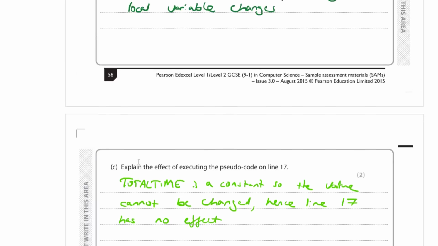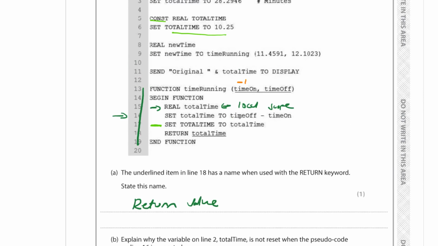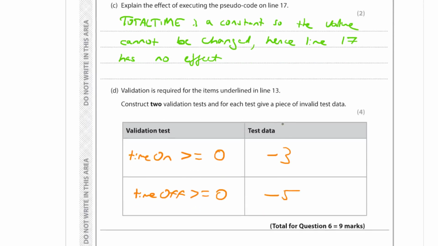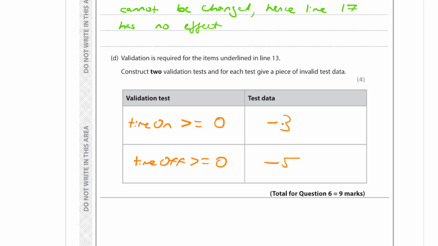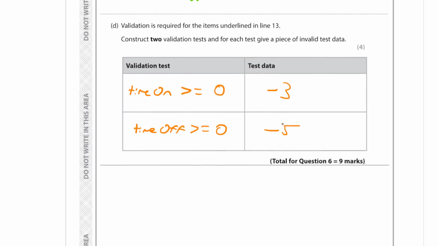Another one we could do, you can see we've got time off minus time on. Well, this time off needs to be larger than time on. So we could do another condition which is saying, is time off larger than time on? That makes sense. And we could just add a bit of data in the case where it's not valid, then time on is larger than time off, which doesn't make sense. So that is another one we could do. Basically, you want to be thinking about what condition could we put in to protect our program, and then what data would invalidate that condition.